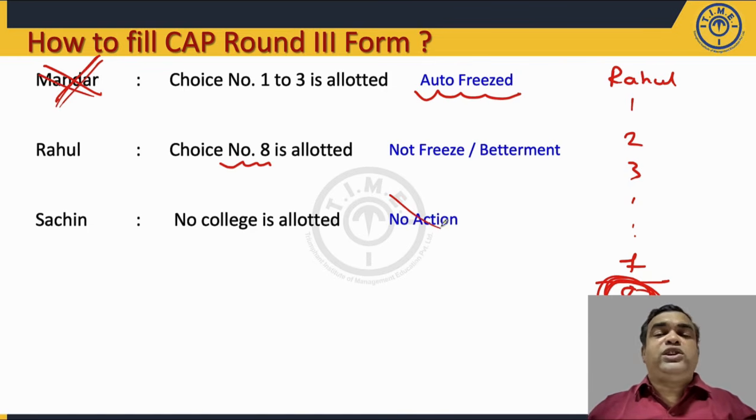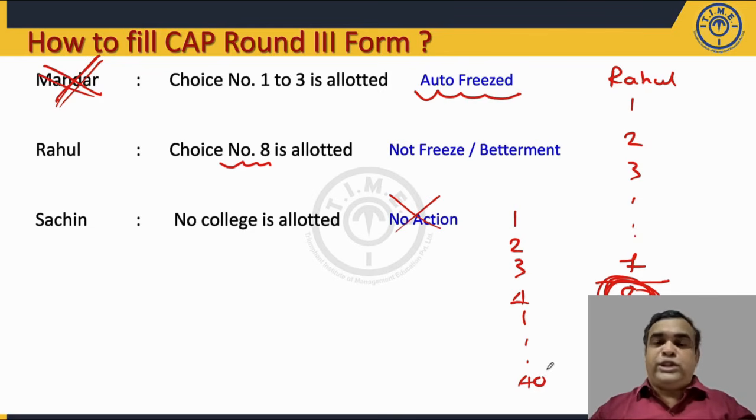Sachin had taken no action in the previous round. So Sachin has to fill again those 40 or more colleges to get admission. That is the round 3 situation. Fine.